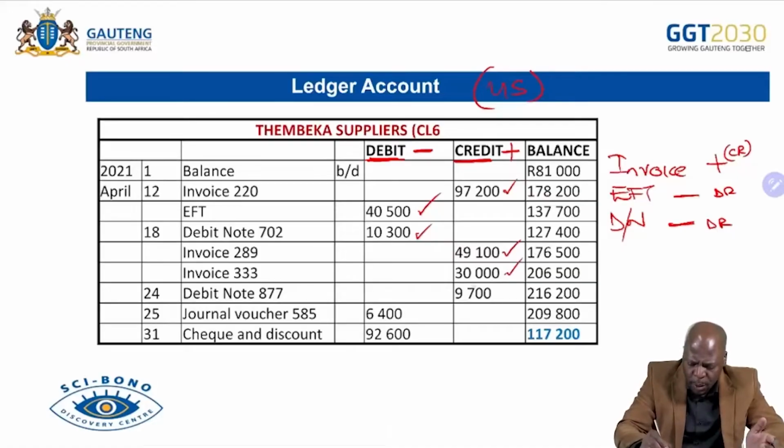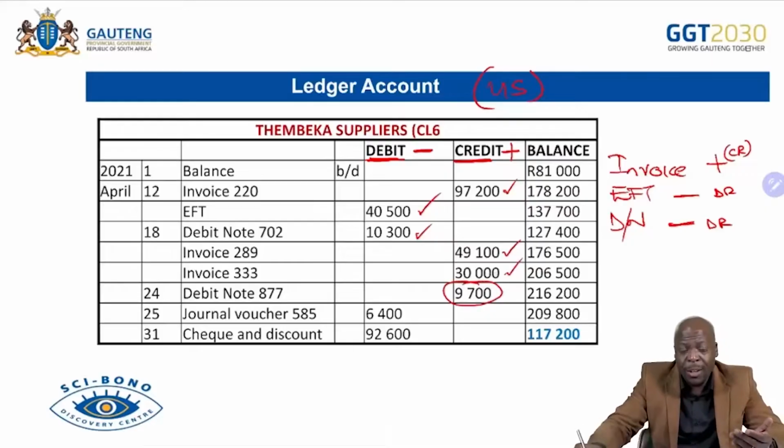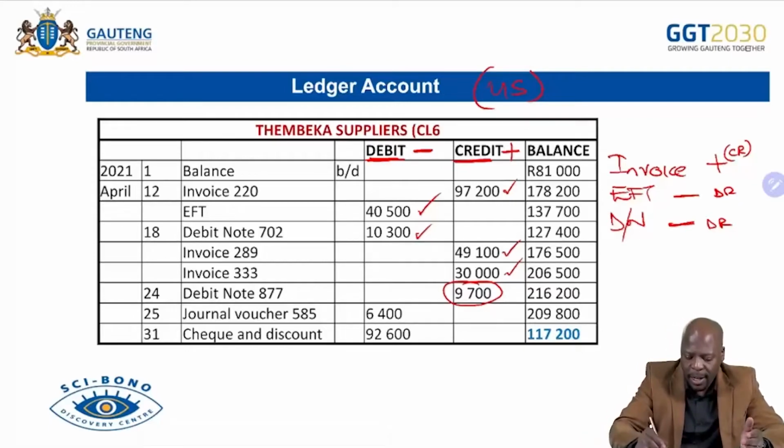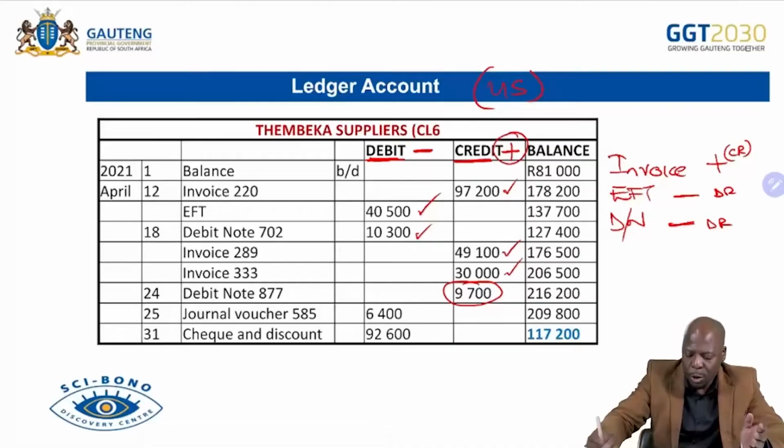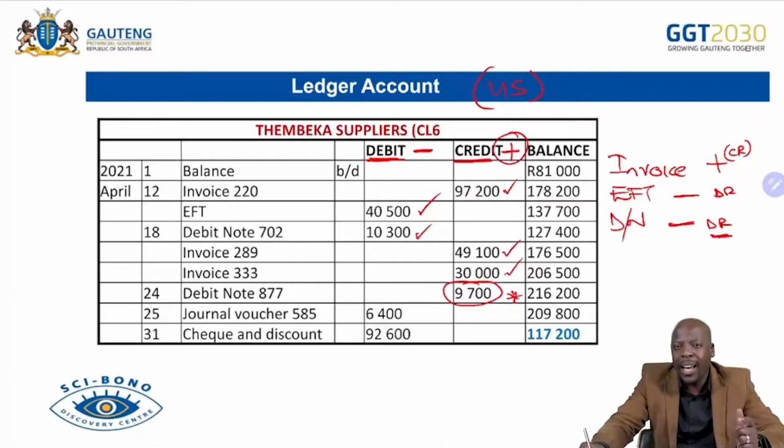Your debit note, okay, 9.7. Let me ask you, is this debit note on the right side? What do you think? Should your debit note be on the credit side? Remember, your credit side is a plus. Definitely not. Your debit note should be on the debit side. So already here we have a reason why our reconciliation should be done. We have a reason why the ledger and the statement may not agree. Why? Because we have recorded a debit note on the credit side, whereas a debit note should have been on the debit side.